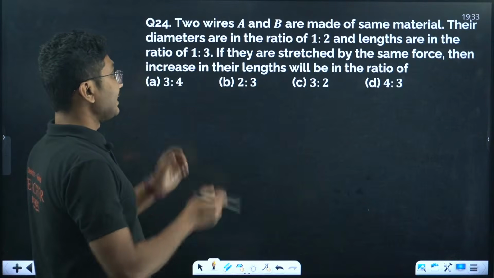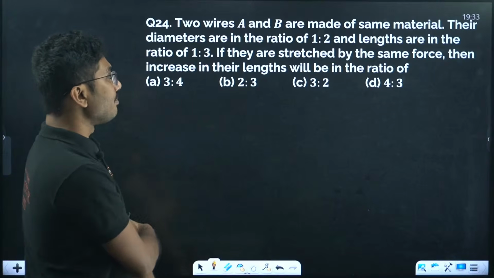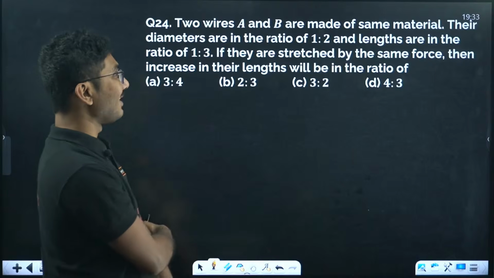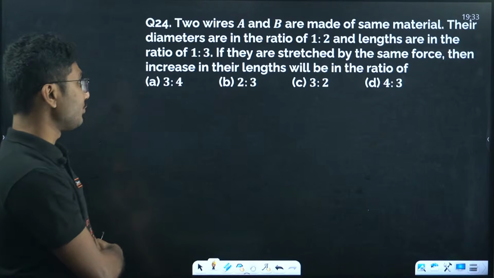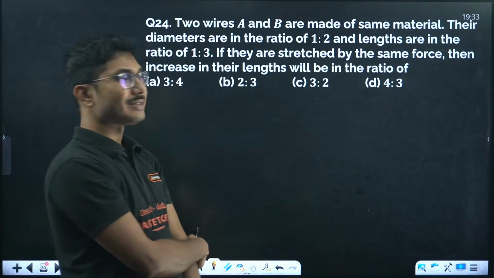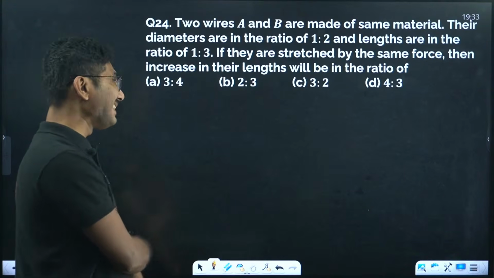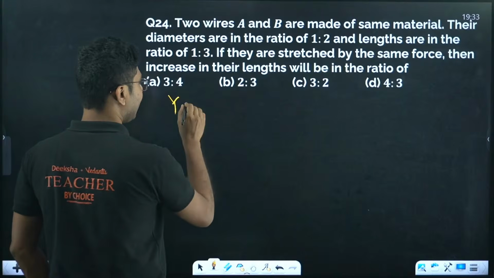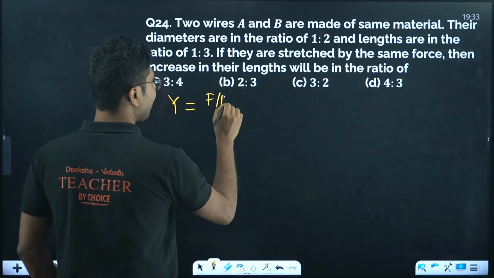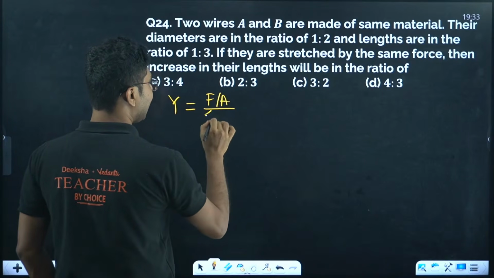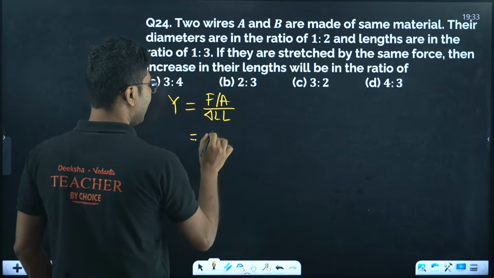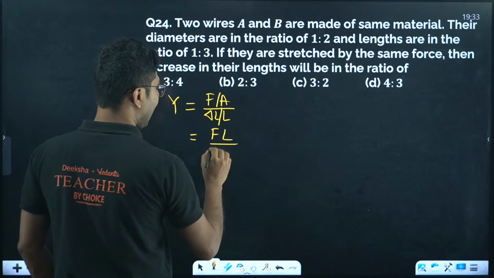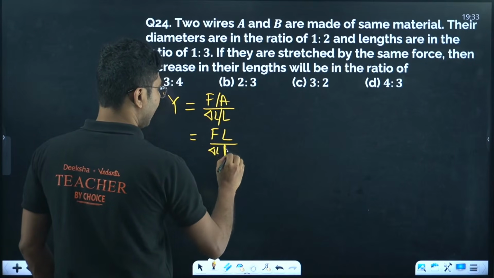Two wires A and B are made of the same material. Their diameters are in the ratio 1:2 and lengths are in the ratio 1:3. If they are stretched by the same force, then the increase in their lengths will be. Same material means Young's modulus is the same. So that means F divided by area, divided by delta L by L.